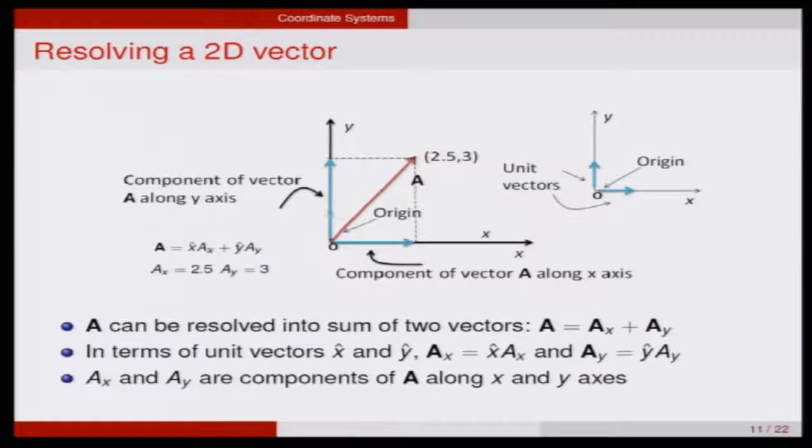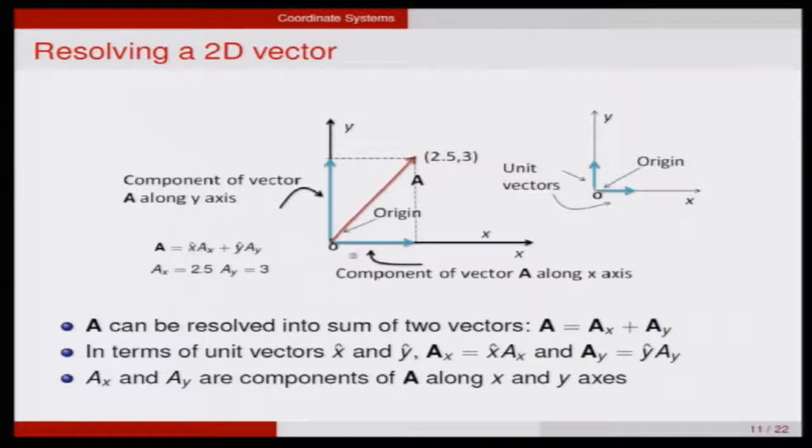What are the two vectors that I am adding? The horizontal vector which is given by this blue line, and then a vertical vector which is given by this blue line. What is the magnitude of the horizontal vector? It is exactly this 2.5, and in which direction does it point? It points along the x direction. So, I can represent this vector as 2.5 x hat, right. This is precisely the horizontal vector.